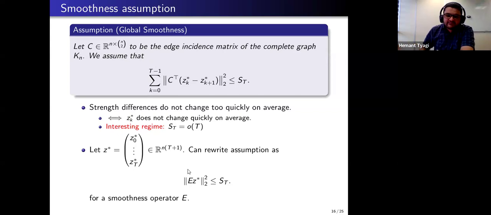Intuitively, what this means is that if you have such a bound on your quadratic form, it means that your Z star is not exactly, but approximately lying close to the space spanned by the smallest eigenvectors of E transpose E. And what the smallest means is actually going to be defined by how small ST is. So it's something like that.